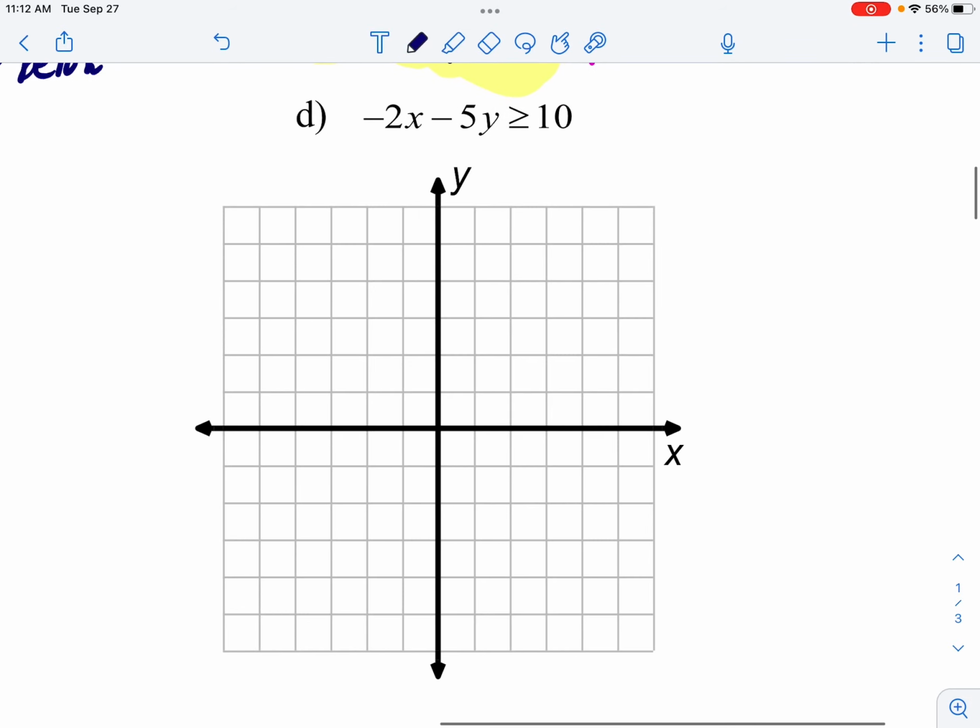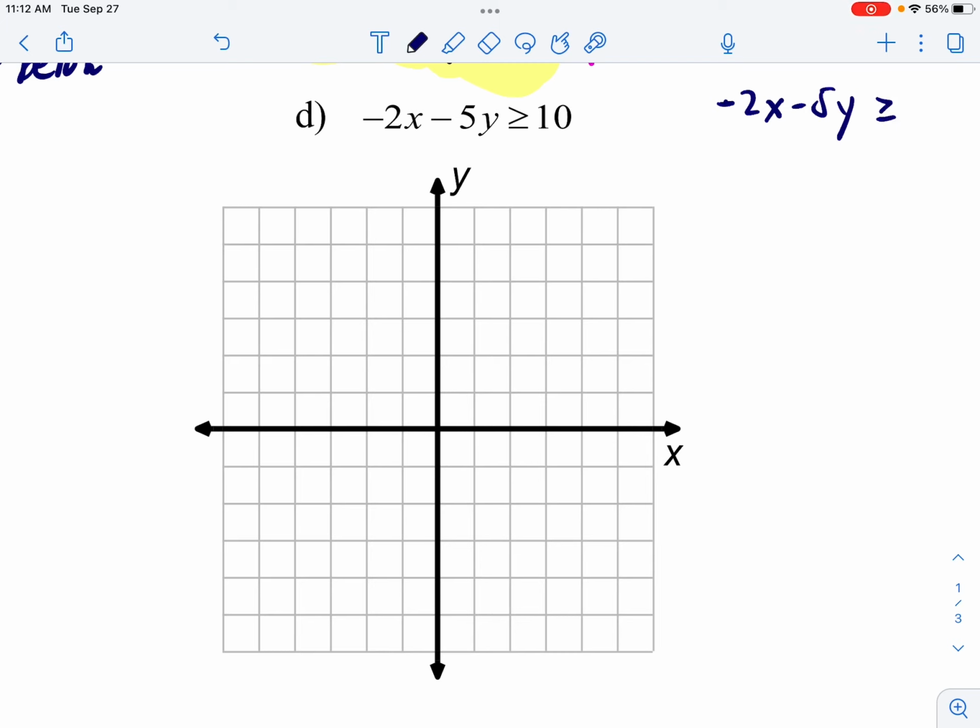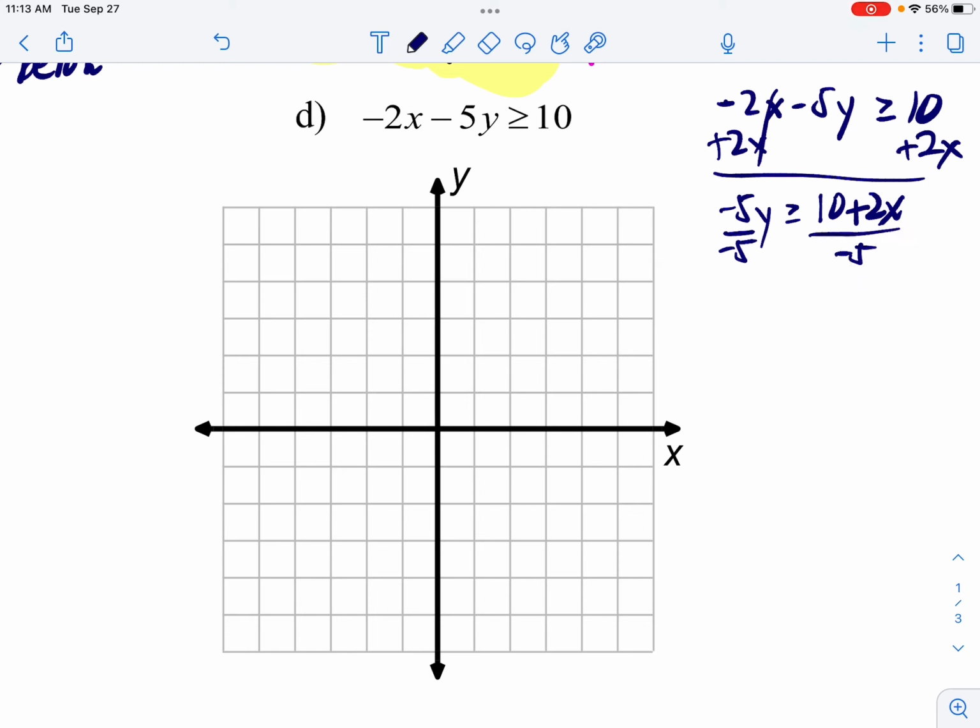We're going to solve this for y, put it in slope-intercept form, right? We like our slope-intercept form. Okay. So add 2x to both sides. Okay, get that out of the way. Negative 5y is greater than or equal to 10 plus 2x. Divide by negative 5, divide by negative 5. We get y is greater than or equal to negative 2 minus 2/5 x.